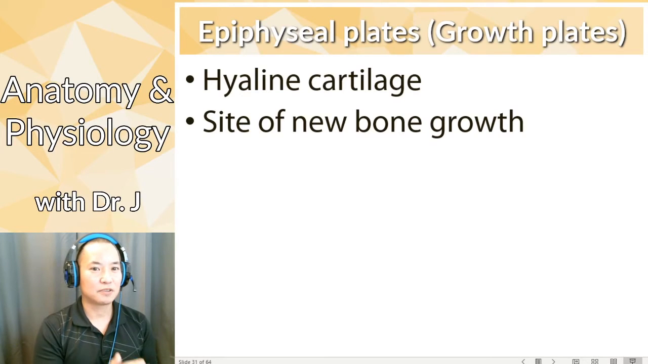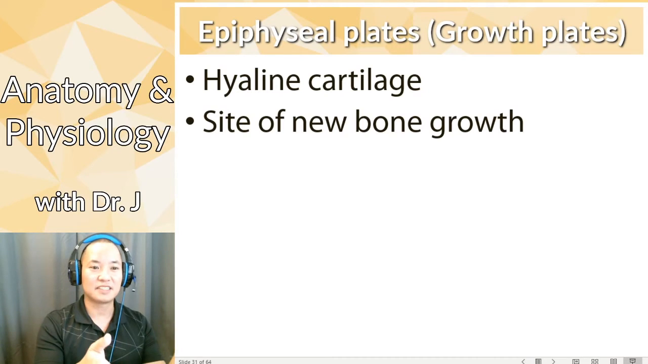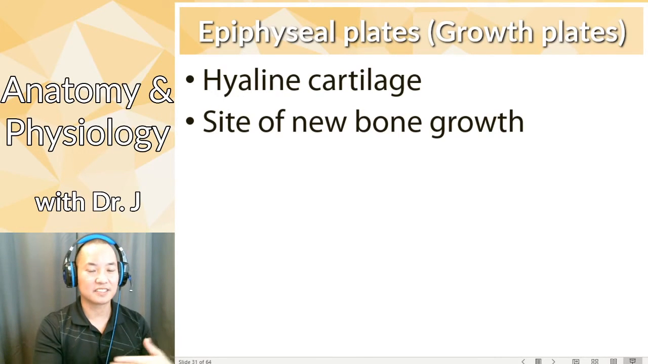So hyaline kind of forms like the scaffolding or the foundation or structure. If you've ever seen cement being poured, usually they lay down the wood to kind of hold the cement in place while it hardens. So hyaline is kind of like the wood scaffolding you use for pouring a new cement foundation.